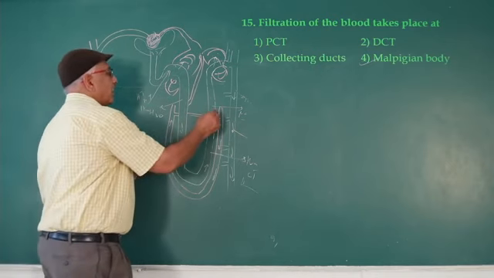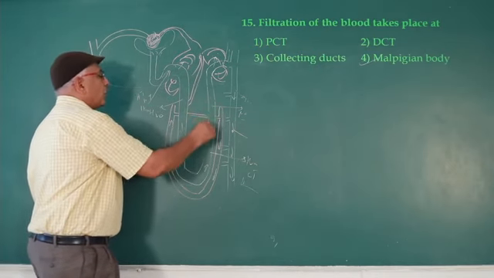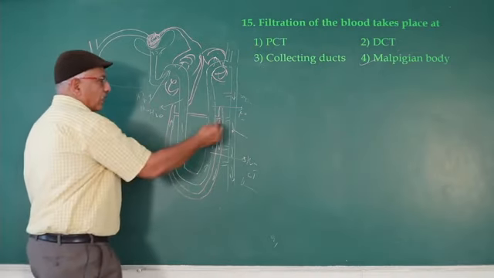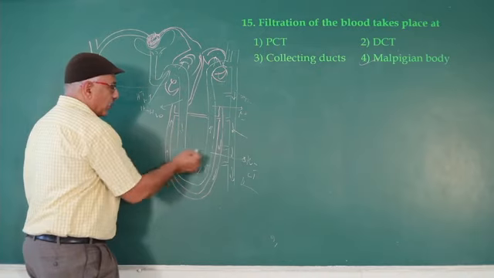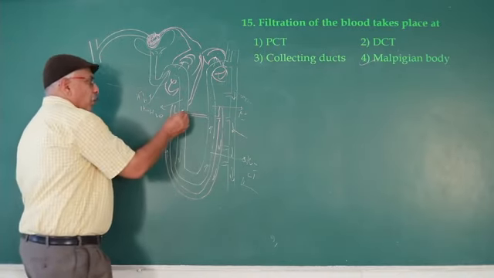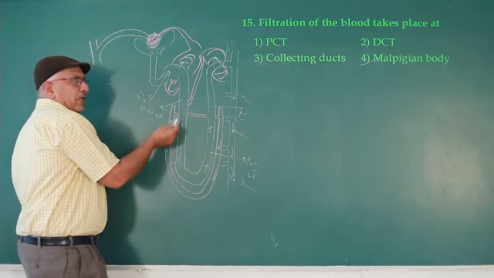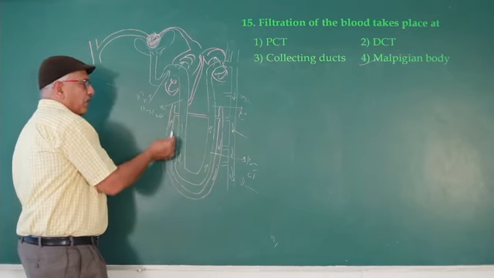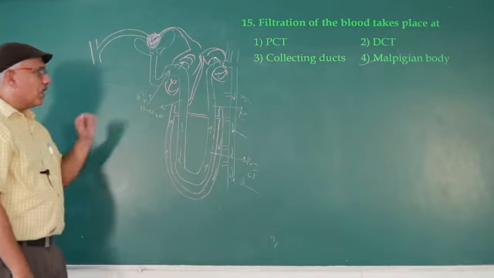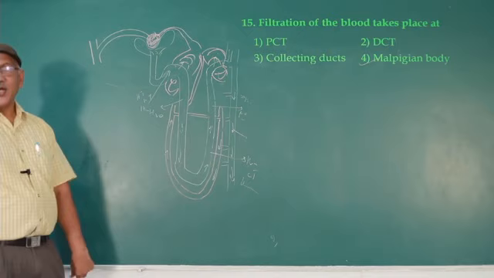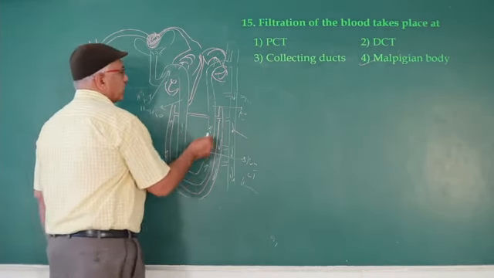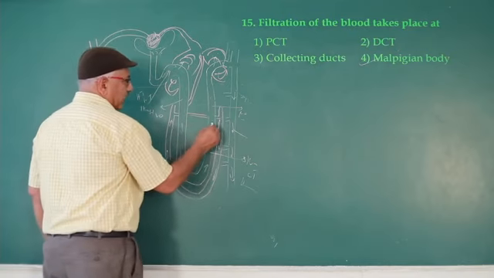One counter current is that the flow of renal fluid in the two limbs of loop of Henle is opposite. The second counter current is that the flow of blood is opposite in the two limbs of vasa recta. The third counter current is that the flow of urine in a particular limb of loop of Henle and the flow of blood in the corresponding limb of vasa recta are opposite. These are the 3 points.